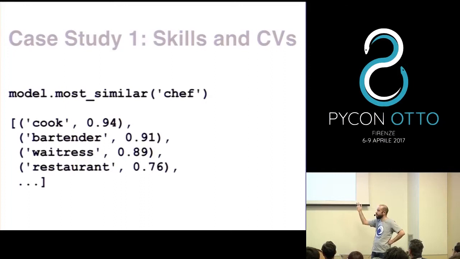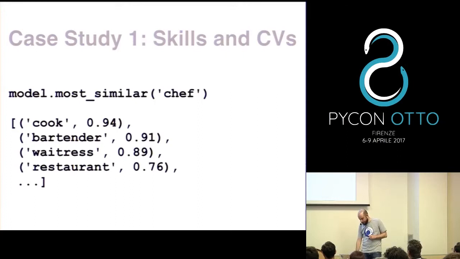And then we observe a bunch of job titles or a bunch of skills in the food industry, restaurant industry, and so on. So bartender and waitress, they're not really chefs, but they are working together. So that's pretty interesting.